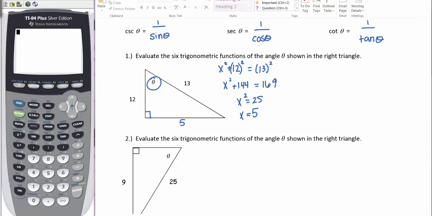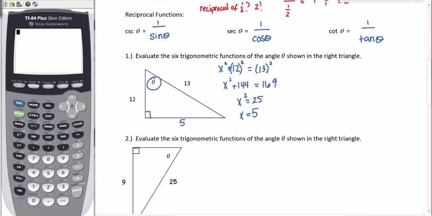I also need to label what sides they are. So if theta's here, I should know that 13 is the hypotenuse because it's across from 90. Opposite would be 5 because it's opposite of theta. And 12 is right next to it, so that's adjacent.